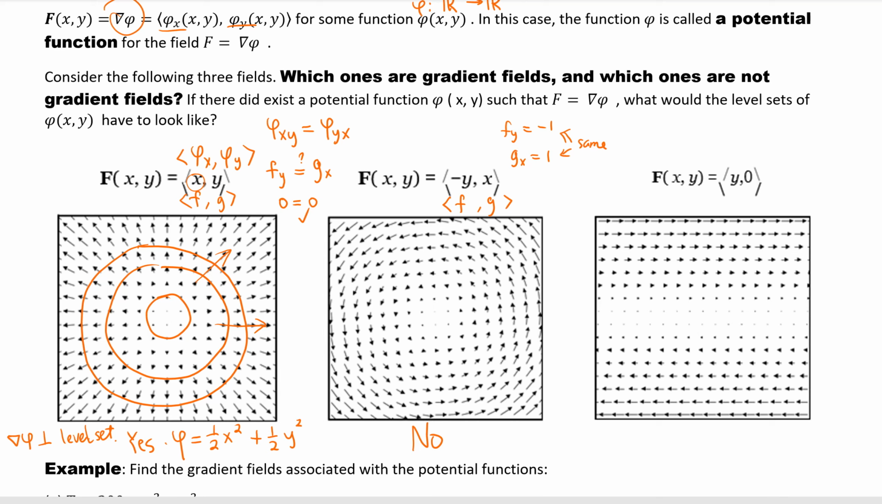Okay, let's continue. This is F and this is G. So Fy is 1 and Gx is 0. Are they the same? I want to say they're not the same, so they're different. We require them to be the same, so you can see they're different. So that's why this is not a gradient field.